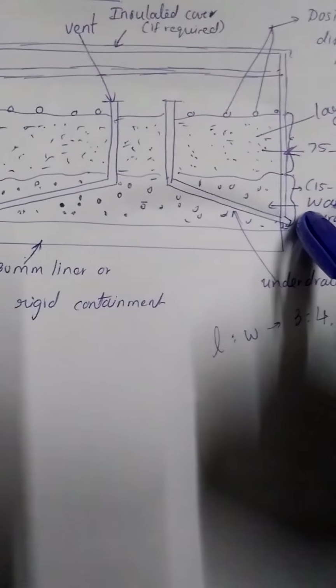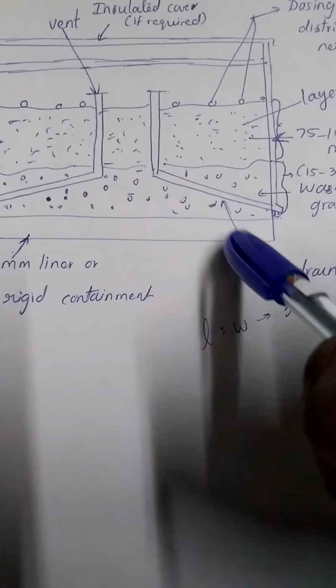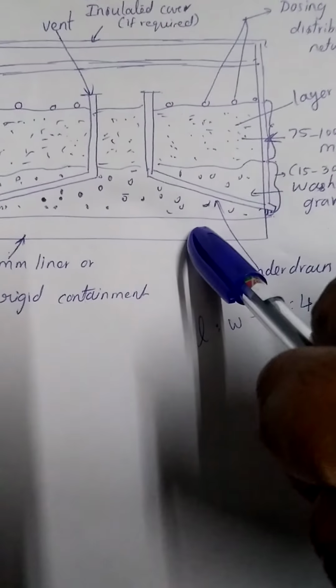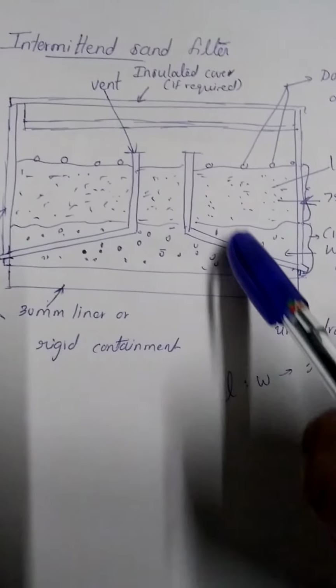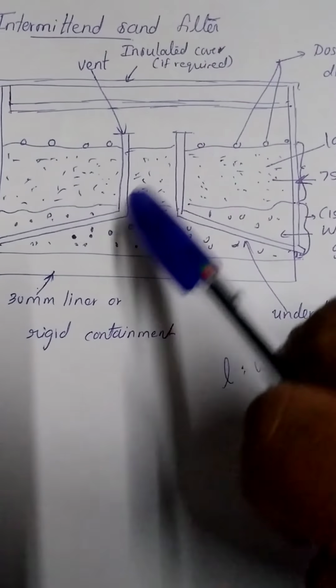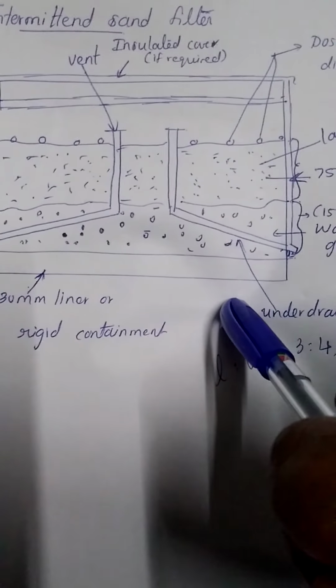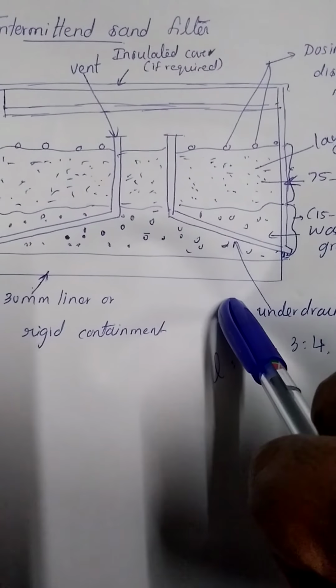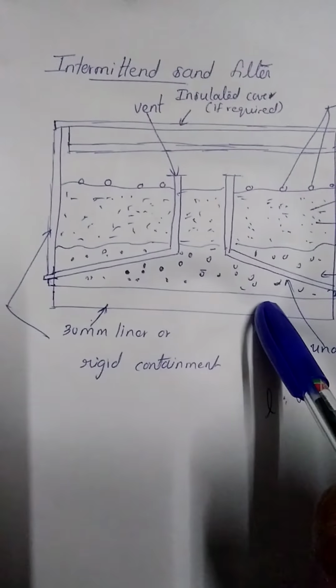The disadvantage is that the rate of filtration is very low, so it cannot be employed for medium sized or bigger plants, and it requires a larger area. A large quantity of sand is required, due to which the construction is also very costly.